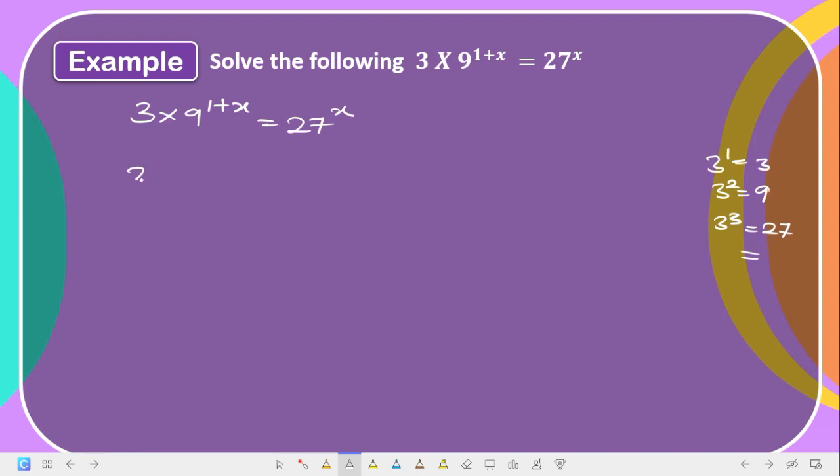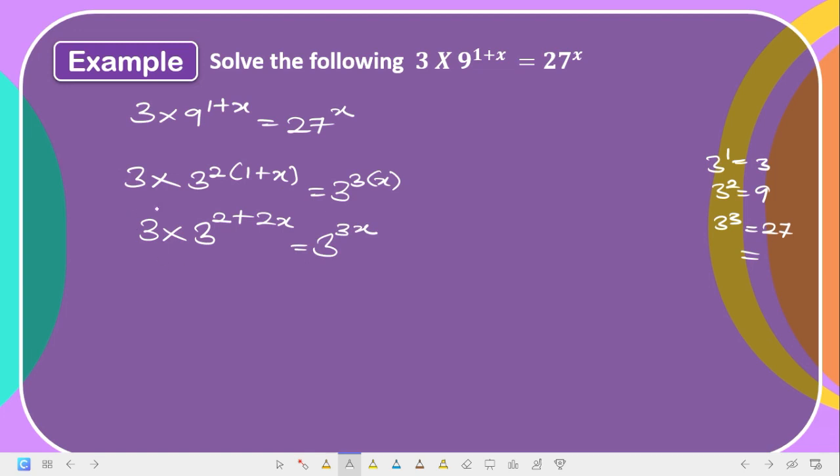So we come here and say 3 times, what is 9? 3 squared. Then we have bracket 1 plus x. What is 27? 3 to the power of what? 3. Is that also bracket x? This becomes 3 times 3, 2 times 1 is what? 2. Plus 2 times x is what? 2x is equals to 3. 3 times x is what?